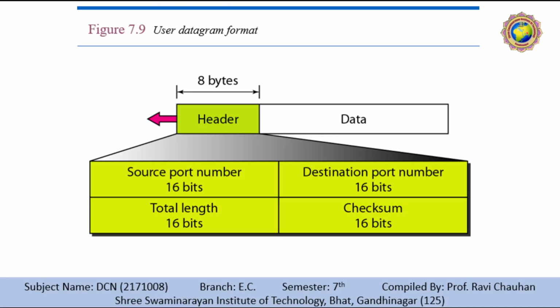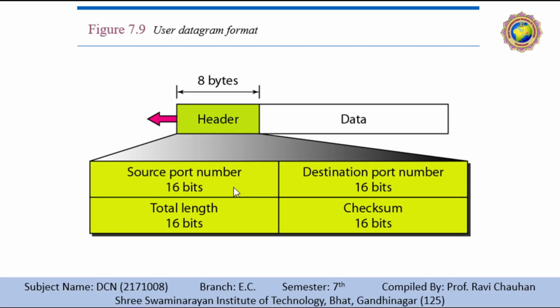A user datagram. UDP packets, called user datagrams, have a fixed-size header of 8 bytes. The figure shows the format of the user datagram. The fields are as follows. Source port number: this is the port number used by the process running on the source host. It is 16 bits long, which means that the port number can range from 0 to 65535.